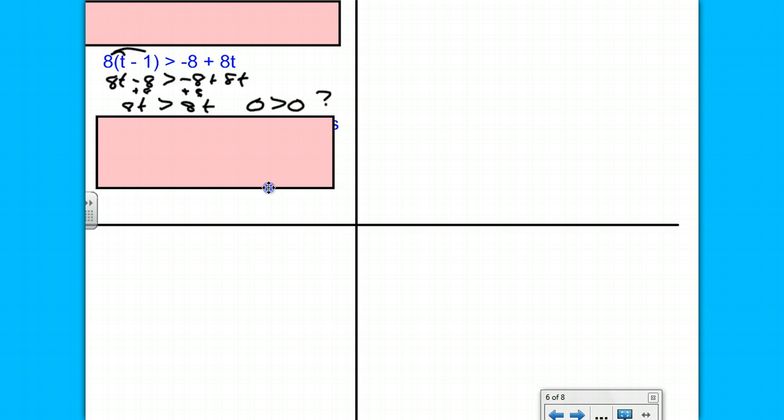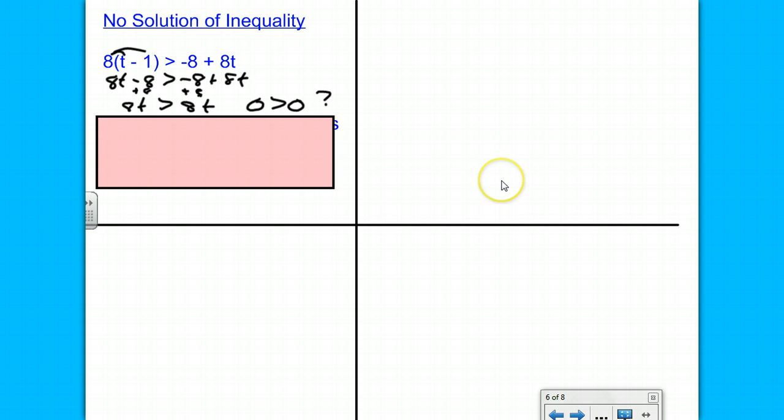I mean, if there was an equal sign beneath that inequality, it would be true. But this is not true. So how many solutions are there to this inequality? None. There is nothing that will make it work. We sometimes have basically a false statement. There's a no solution inequality.